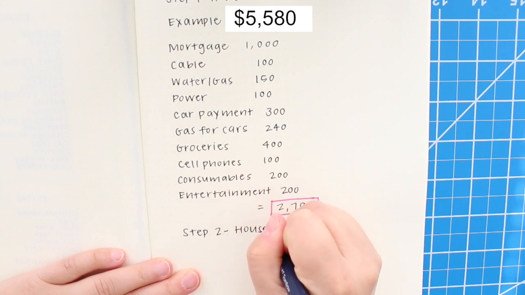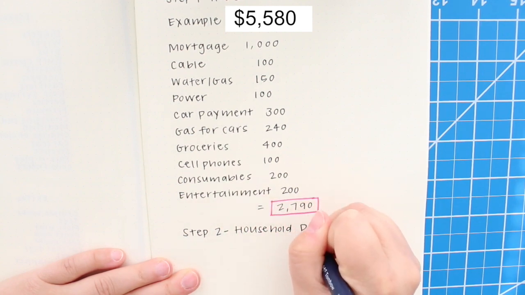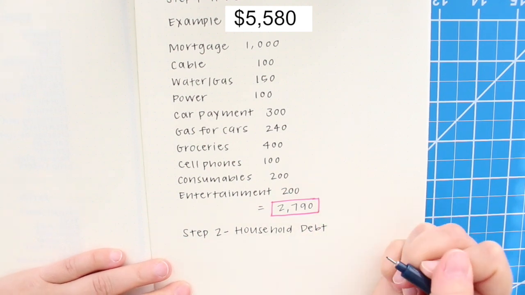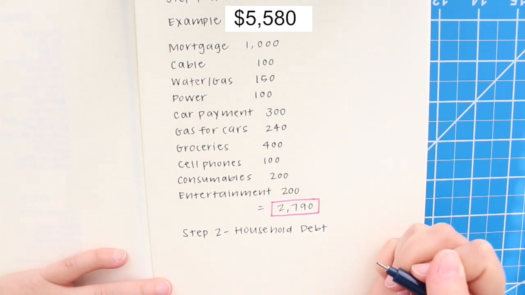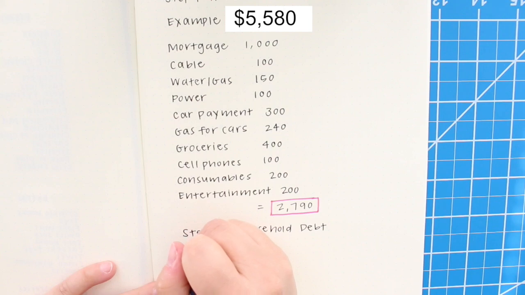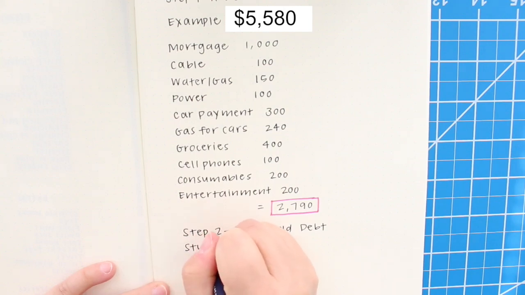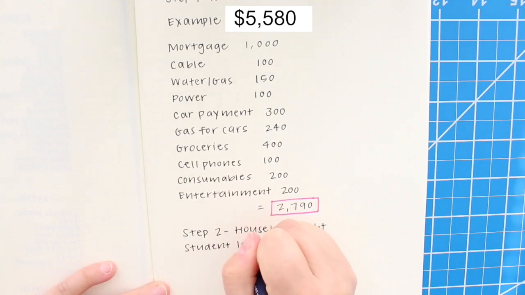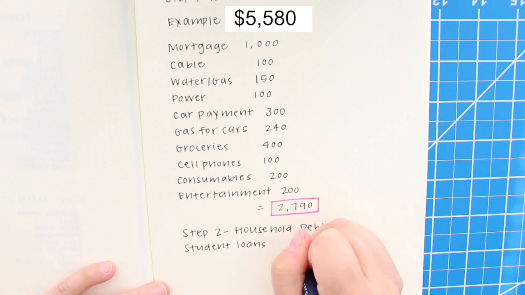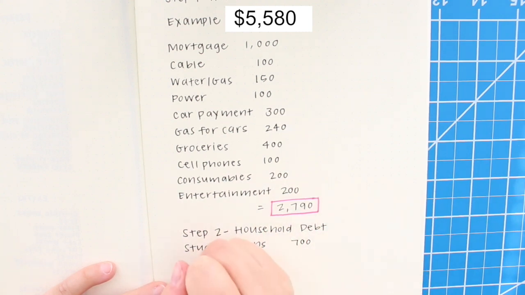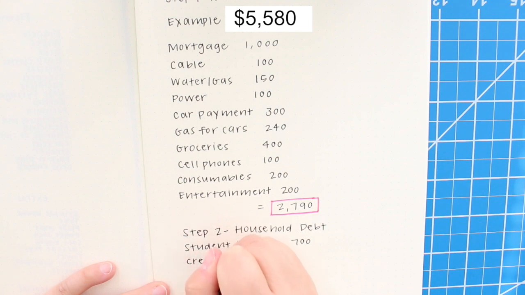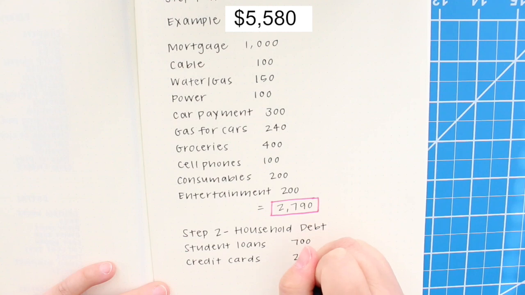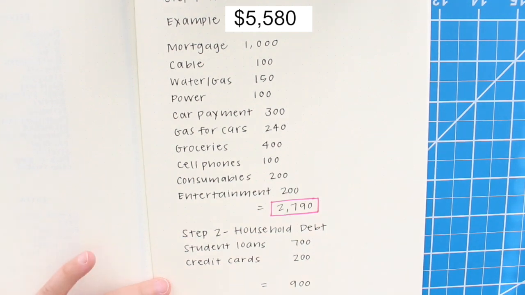For step number 2, what you're going to do is write down your household debt. So this can include things like student loan payments and credit card payments. Now for this step, what I do is write down the minimum amount that must be paid. So for this example, we're going to write student loans, and the minimum that has to be paid is $700. The next thing we're going to write down is credit cards, and this is going to be a combination of all of your credit card minimums, and so for this example, we're just going to use $200. So then all you're going to do is add that up.